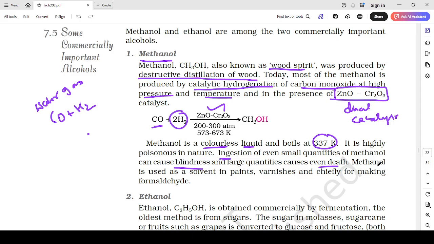So where do you use methanol? Basically, it is used in the formation of formaldehyde. Because we know methanol, when you oxidize it, will form formaldehyde, right? So it is used for formaldehyde, paints, varnishes.